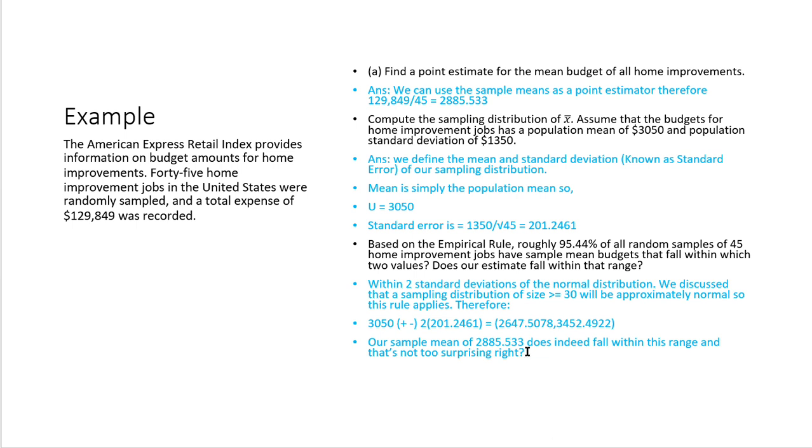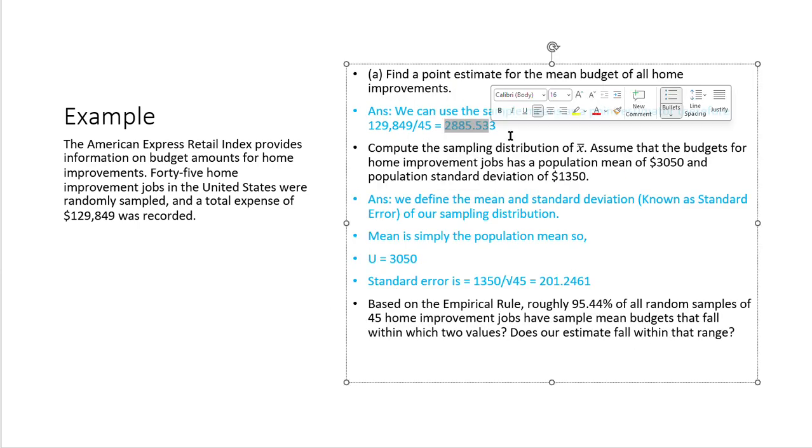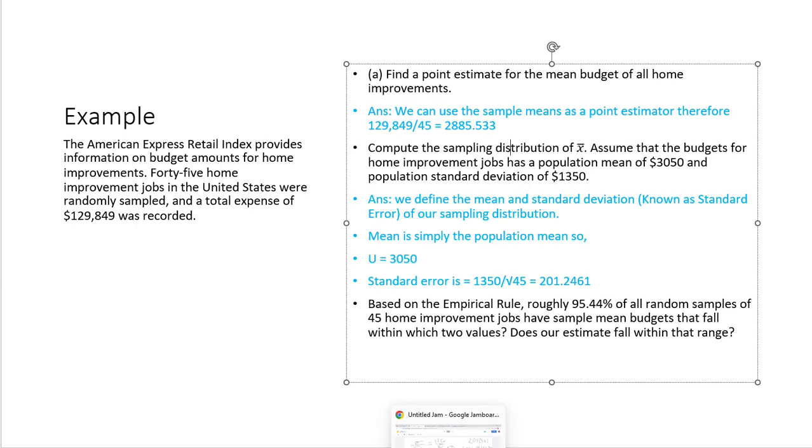So that's something I want you guys to hold on to. And the next thing to add is our estimate. So our point estimate, which we got, 2885. Does that fall within that range? Would we expect it to? We would, because 95%, so most of the possible values that any sample of 45 can take, lie between those two values, 2647 and 3452. So our estimate falls within that range, yes, and we would typically expect it to, because there's a 95% chance that any random sample we take is going to fall within that range, since it covers so much of the sampling distribution.